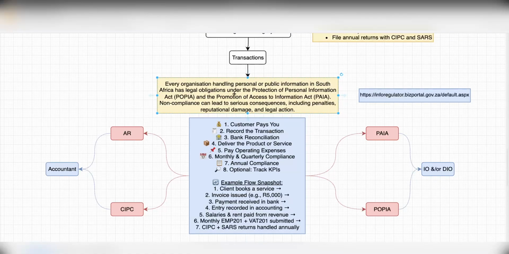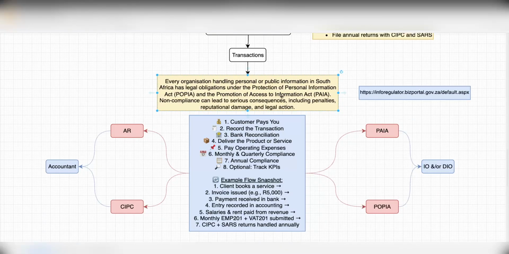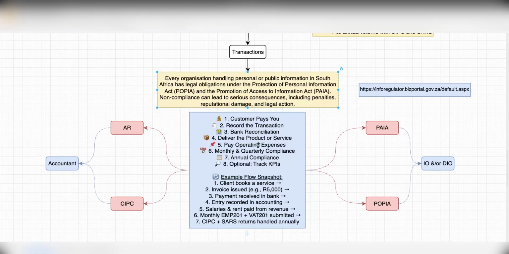I just summarized it, but the Biz portal and the relevant websites are there for you to get the accurate information as to what happens if you're not complying, and the consequences of it. Now, this is just a flow that I put together. It's not exactly that. The assumption here is that the customer pays you, and then you have some sort of invoice, your payment you receive from the bank, the salaries, the monthly payment. It's just the normal day-to-day flow, nothing deep.